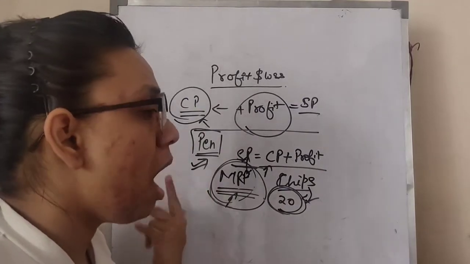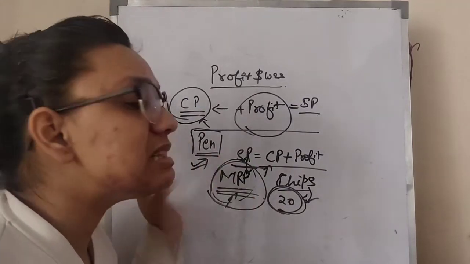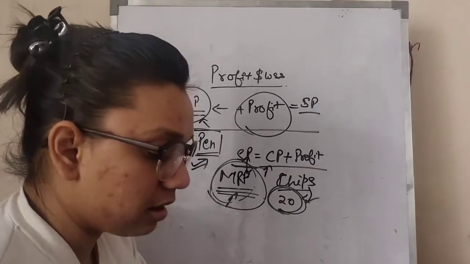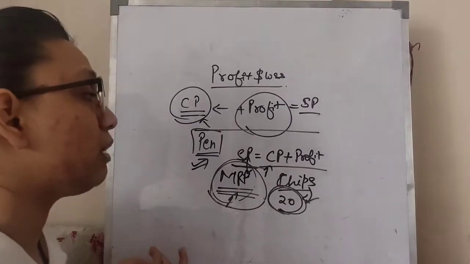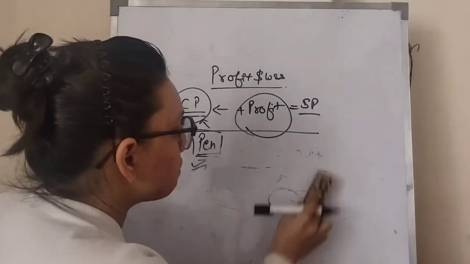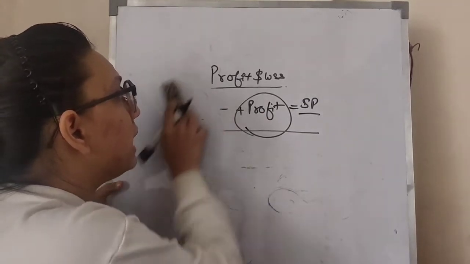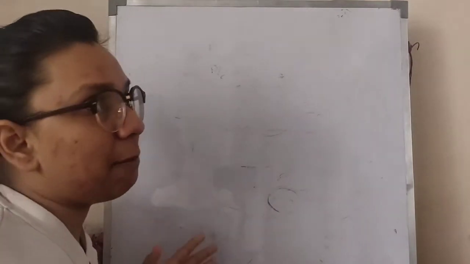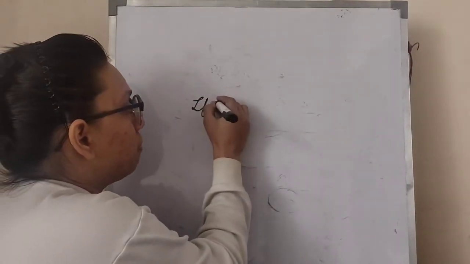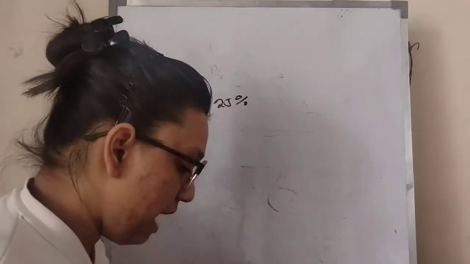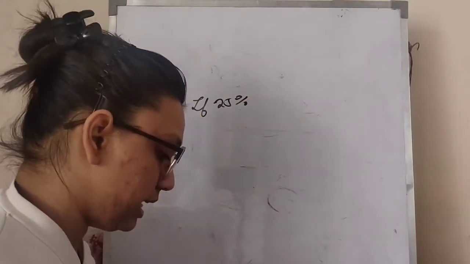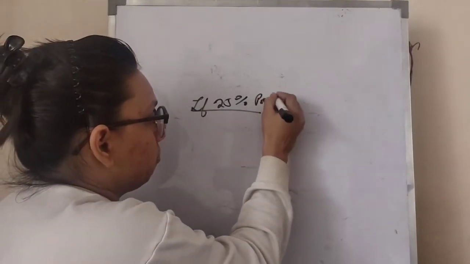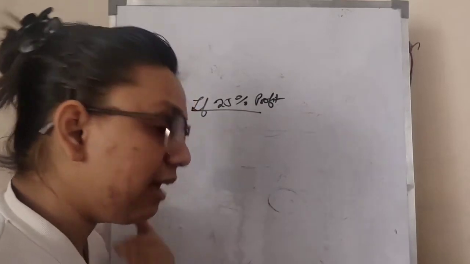Now we are going to see how MRP, SP and CP are related to each other. We will understand a few topics that will help us calculate better. First of all, I have told you about the profit part, and now I will be doing other things also. Now let's take up an example. If my profit is 25%, I have to maintain a profit of 25% on an article. Now how will I work on that?